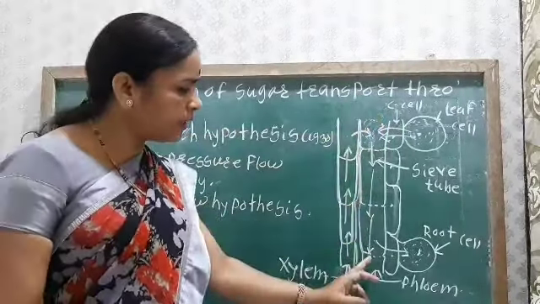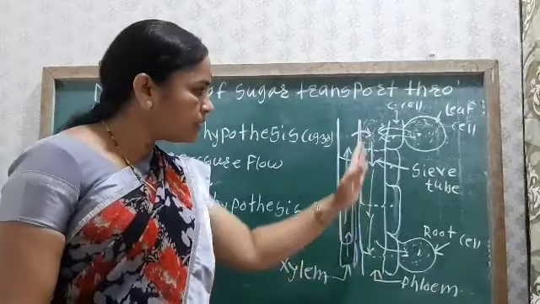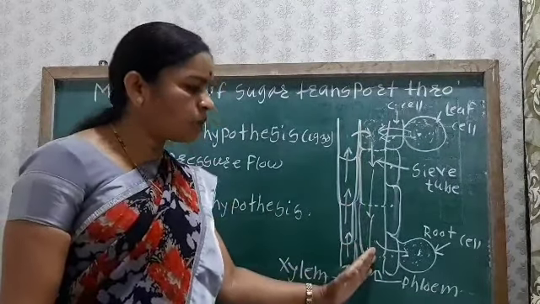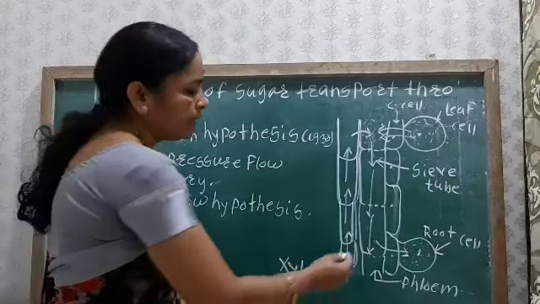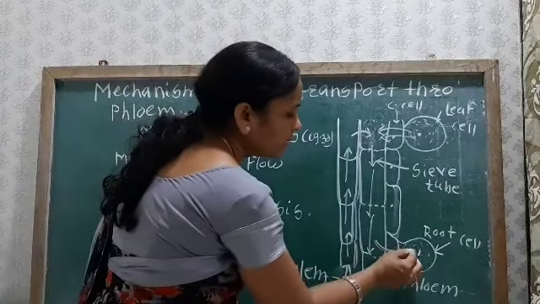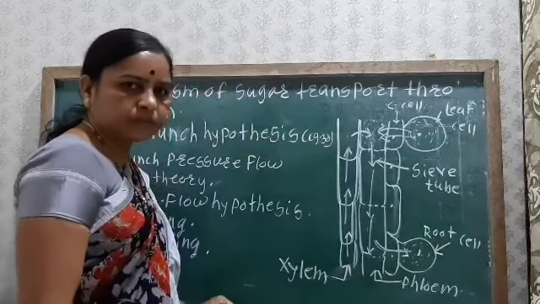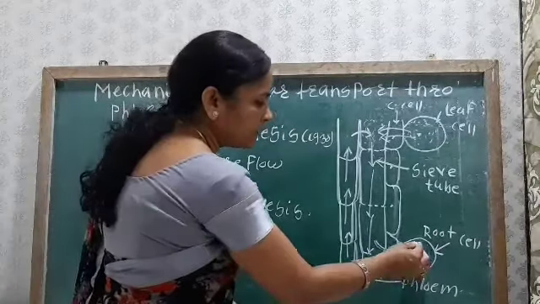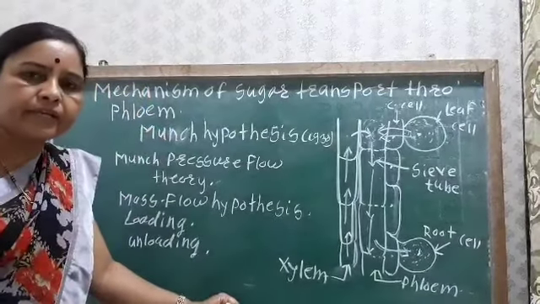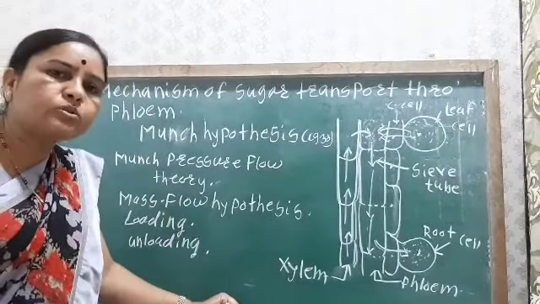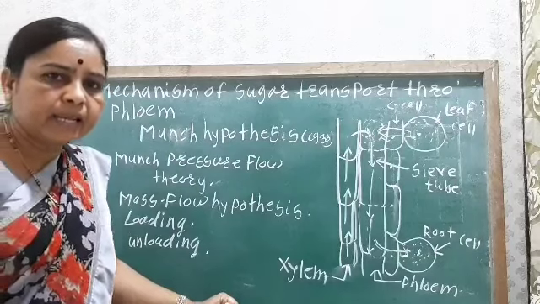मग आता इथं अनलोडिंग होतं म्हणजे नक्की काय होतं, तर जे काही फूड मटेरियल इथं ट्रान्सपोर्ट झालेलं आहे या सीयू ट्यूब मध्ये हे अनलोडिंग होतं म्हणजे यातलं फूड मटेरियल हे कुठे जातं रूट सेल मध्ये. ओके, का रूट सेल मध्ये जातं तर या रूट सेल मधला ऑस्मोटिक कॉन्सन्ट्रेशन काय झालेलं आहे, डिक्रीज झालेला आहे. त्याचा डीपीडी सुद्धा काय झालेला आहे, डिक्रीज झालेला आहे.